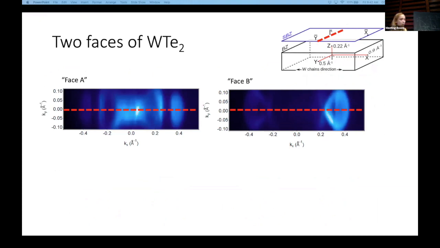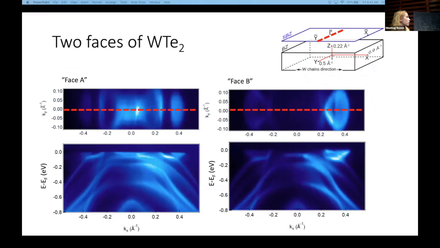Okay, so moving on now to the dispersions in energy and momentum. So here they are for face A and face B.